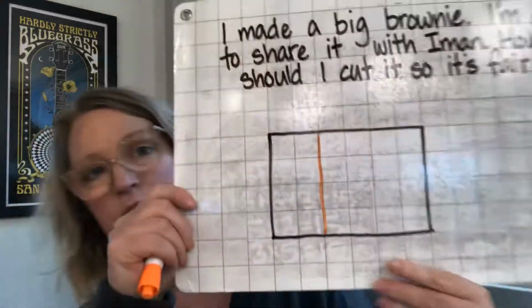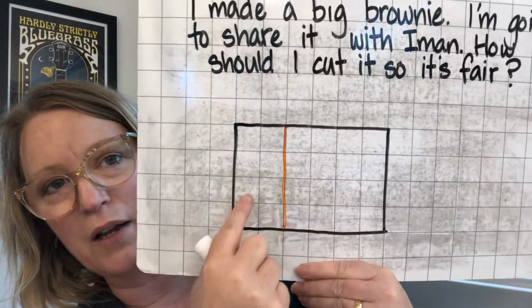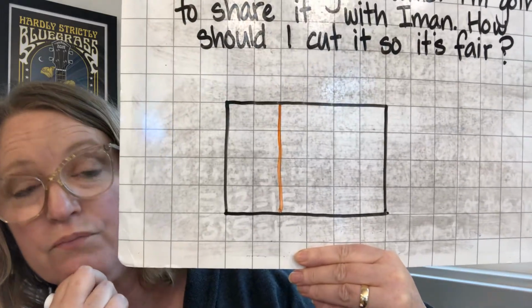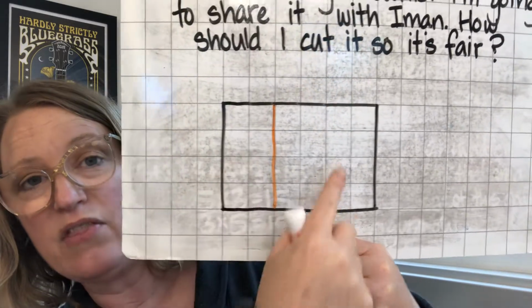And now take a look at it and think to yourself, how can I divide this brownie into equal parts so that it's fair? Because me and Iman love brownies, and we don't want the other person to get a bigger piece. So I'm going to draw mine. And you tell me if it's fair. Did I divide this brownie into 2 equal parts? This part is Iman's, this part is mine.